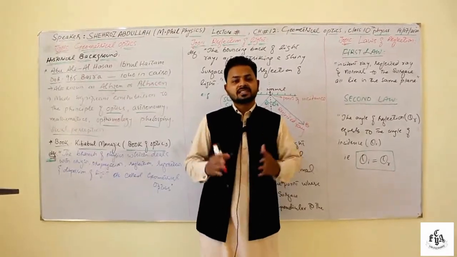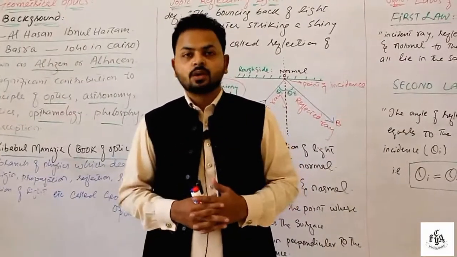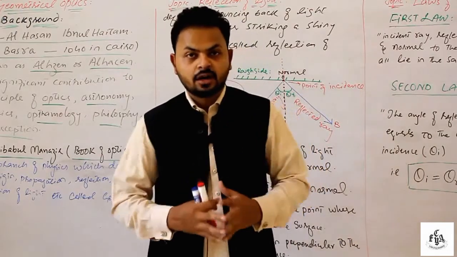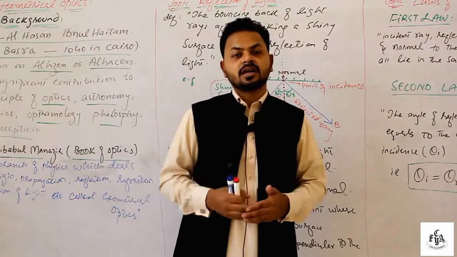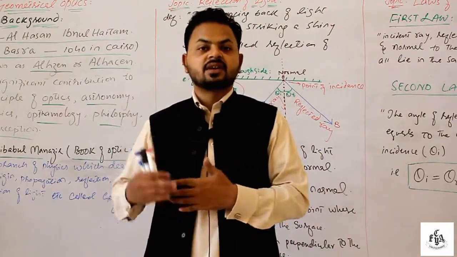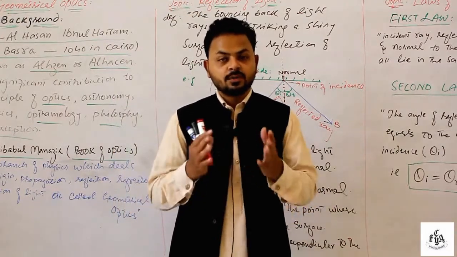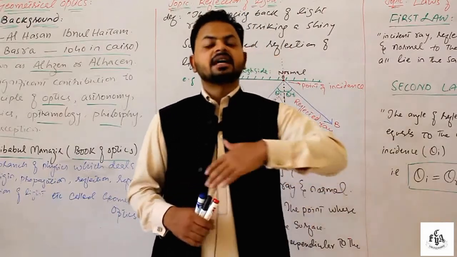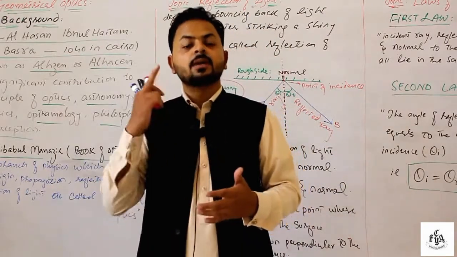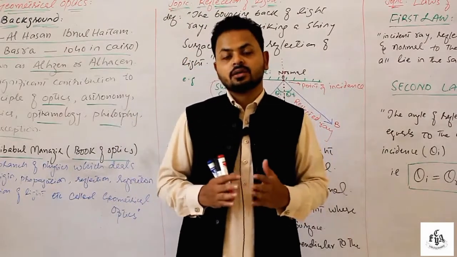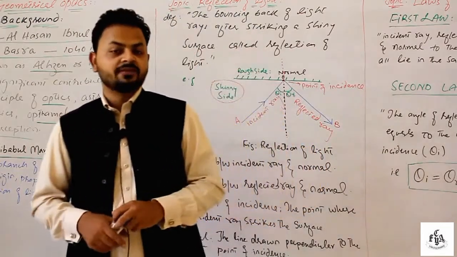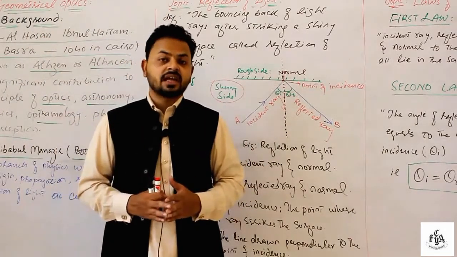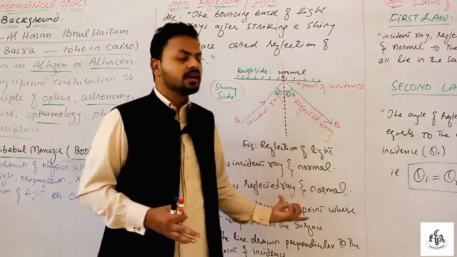Now let's summarize today's work. We started class 10 physics, lecture number 1, geometrical optics. We discussed the historical background of geometrical optics and which scientist made a major contribution in the field, who was Ibn al-Haytham. We discussed the definition of geometrical optics: the branch of physics which deals with reflection, refraction, dispersion and propagation of light. Furthermore, we discussed what reflection of light is: the bouncing back of light rays after striking a shiny surface. We discussed it in detail.